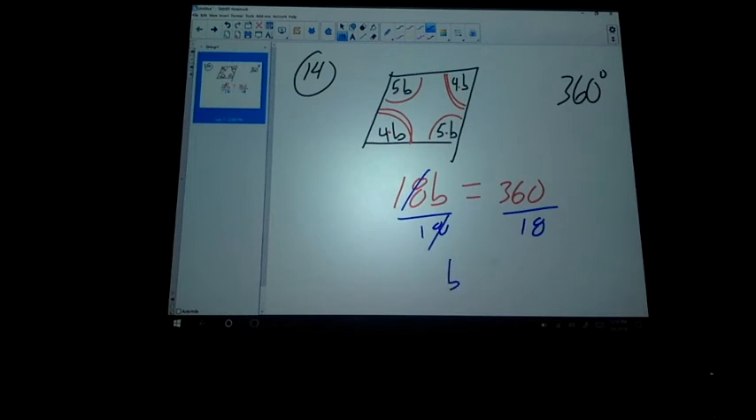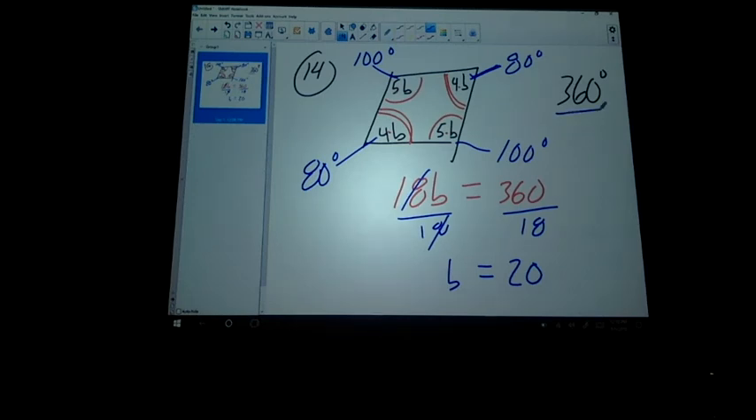So that's going to cancel, so I get B is equal to, how many times is 18 going into 360? 20 times. So are the angles all 20? No, that's what B is. So how big is this angle right here? 4 times 20, which is 80. If this one's 80, then this one's also 80, and then what's 5 times 20? Okay, and if I add those all up, 100 plus 100 is 200, 80 plus 80 is 160, 200 plus 160 is 360, so you've answered the question.